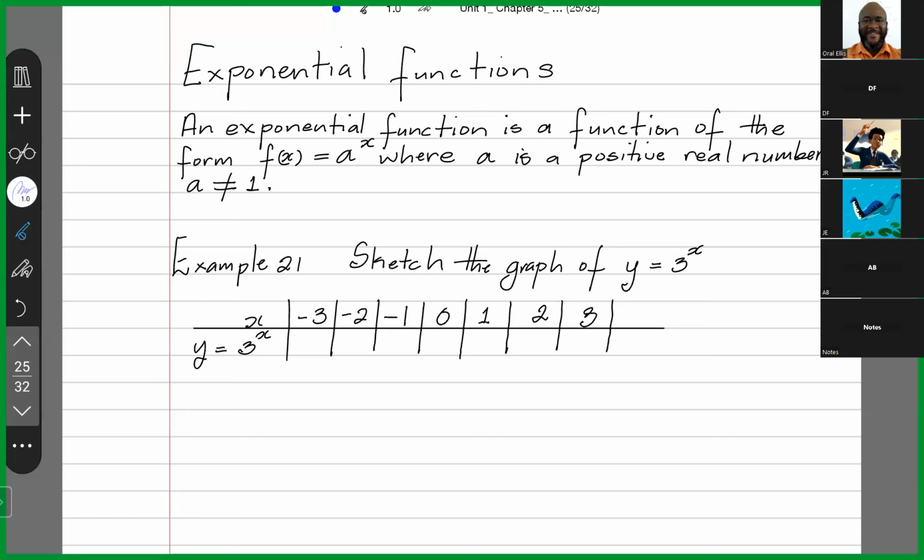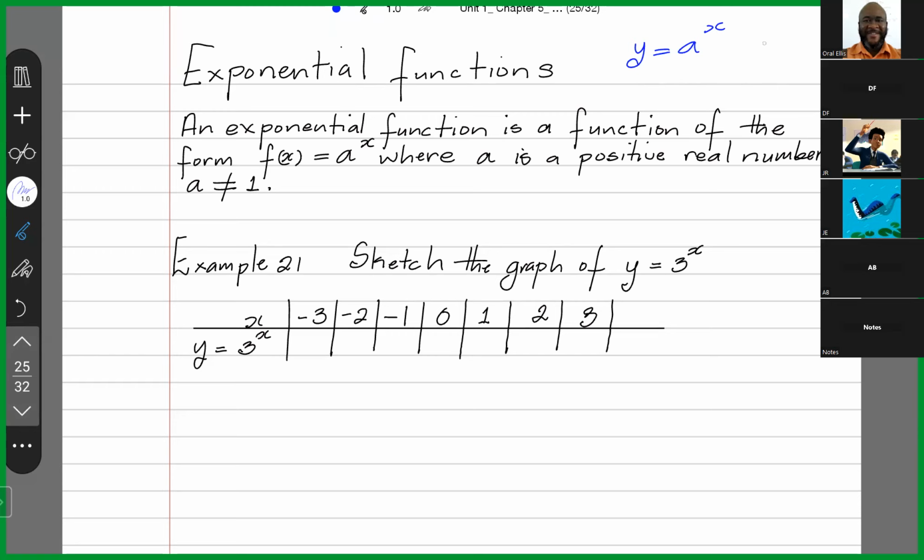All right, so now we're moving on to exponential functions. And this is what this says. An exponential function is a function of the form f of x is equal to a to the x, where a is a positive real number that is not 1. So an exponential function is a function of this form: y is equal to a to the power x, and a is a positive real number.